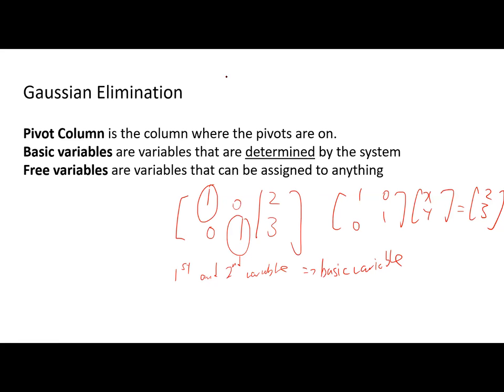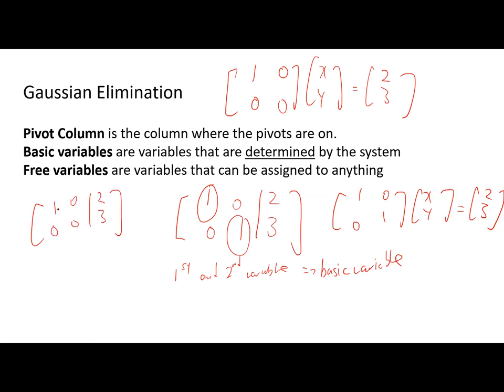In another case, for example, [1, 0; 0, 0] with [2; 3], the same. In the second case, the augmented matrix is like this, but you could only find one pivot, because the pivot is the first non-zero entry, and in the second row there is no non-zero entry; they are all zero. So you could only find one pivot. If you only find one pivot, it means that only the first variable, because the pivot column is one, is a basic variable.